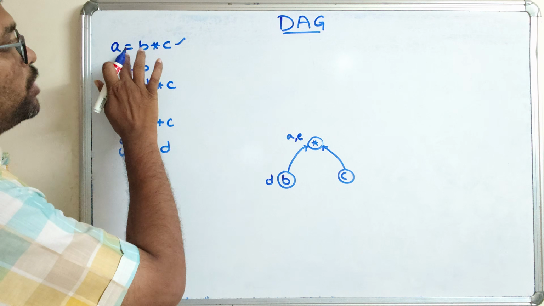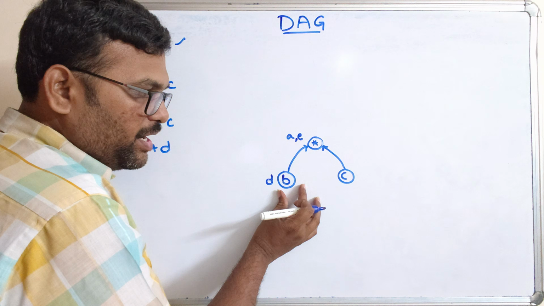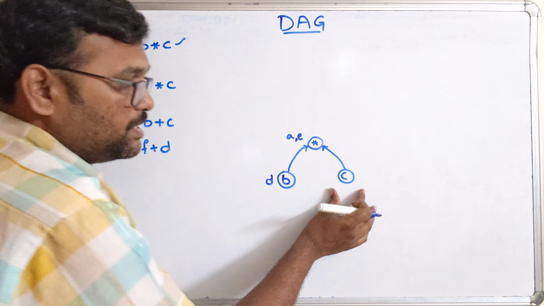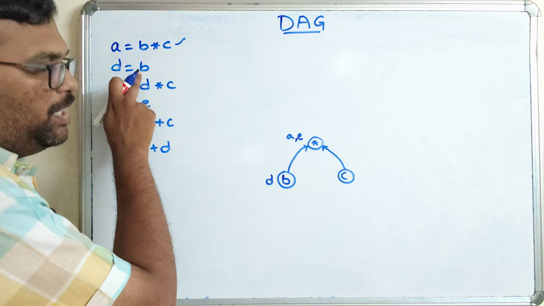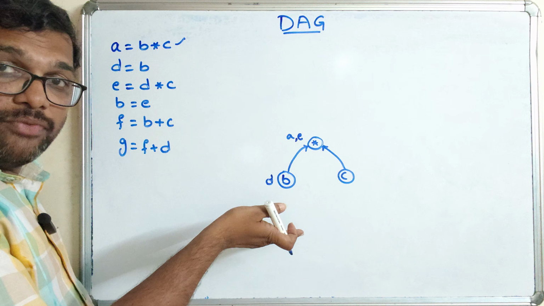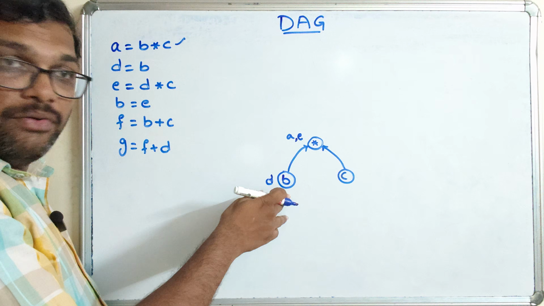Hope you understood. So A is equal to B into C. B node was created, C node was created, and we are performing the multiplication. Now D is equal to B. So B is already there, we can make use of that particular node. So I am giving a label for D.